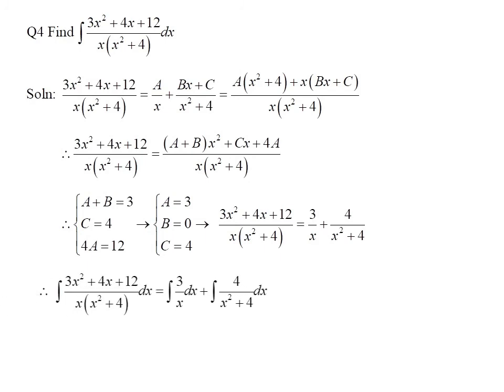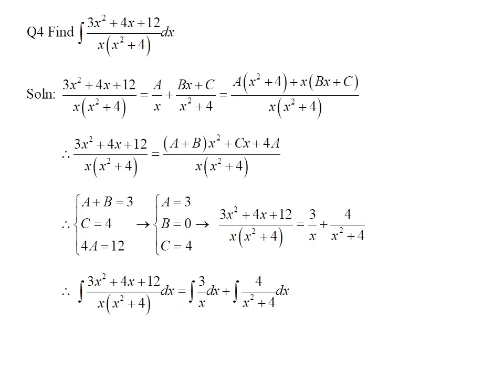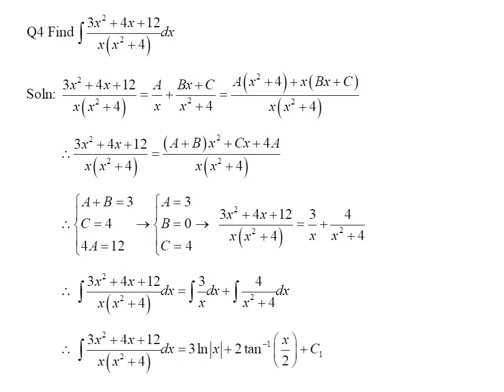So the entire integral equals the integral of 3 over x with respect to x plus the integral of 4 over (x squared plus 4) with respect to x, which equals 3 times ln of the modulus of x plus 2 times arctangent of x over 2 plus c1, where c1 is an arbitrary constant.